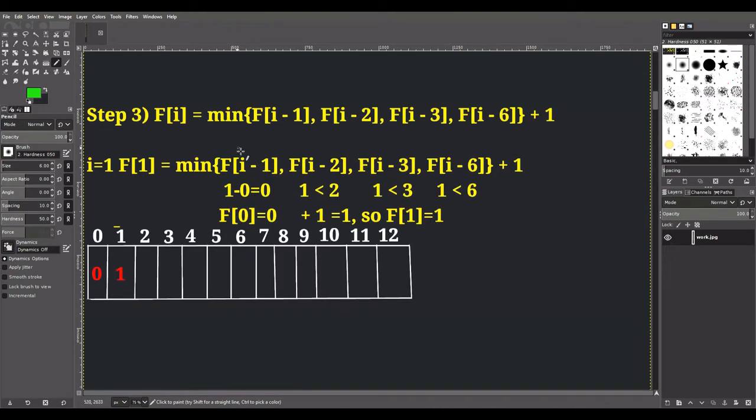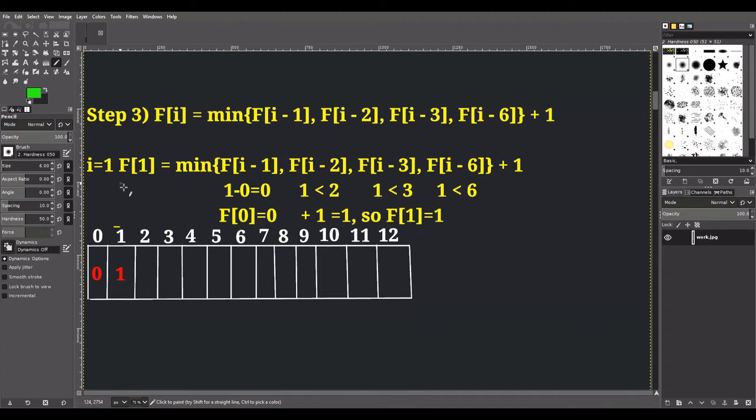Step 3, which is the repeating step, was a bit hard to explain in English, but it's easier to see worked out. F of I is equal to the minimum of this set: f of I minus 1, f of I minus 2, f of I minus 3, and f of I minus 6. And then you add 1 to that at the end.